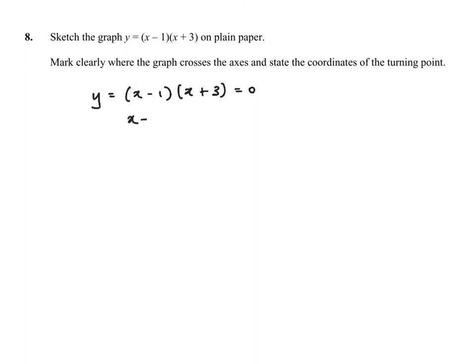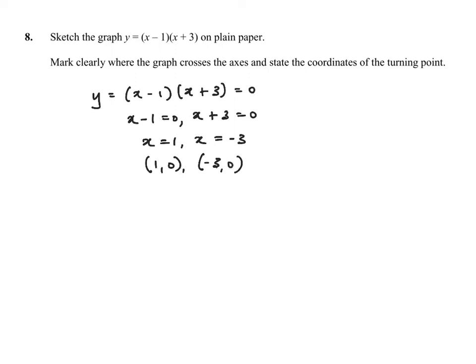So x minus 1 equals 0, x plus 3 equals 0, x equals 1, and x equals minus 3. So the x-intercepts then are (1, 0) and (minus 3, 0).